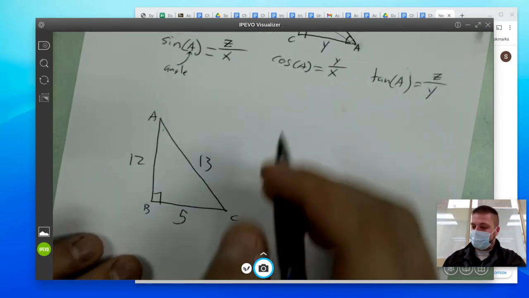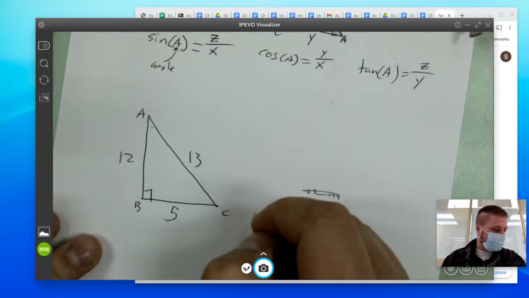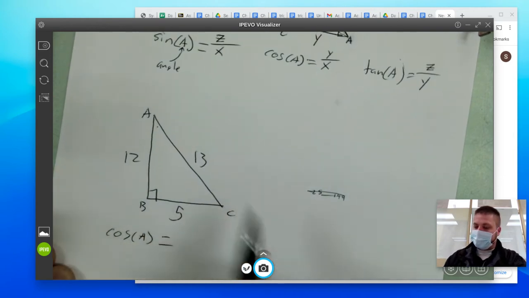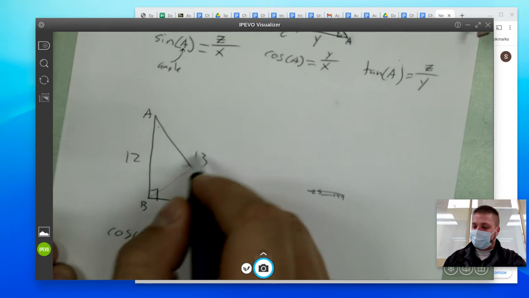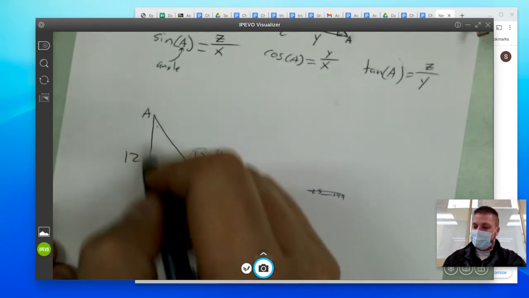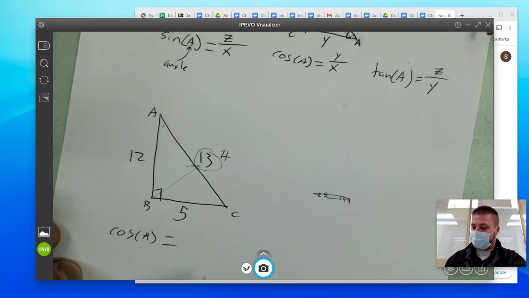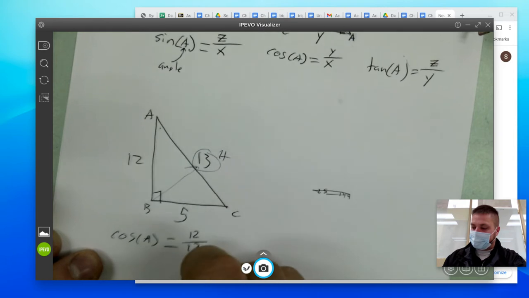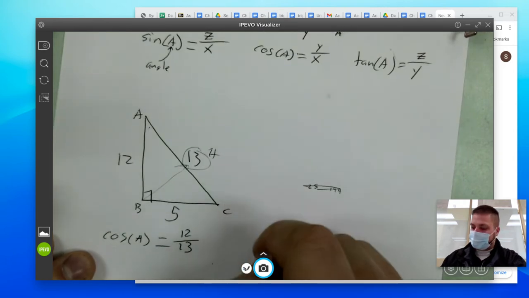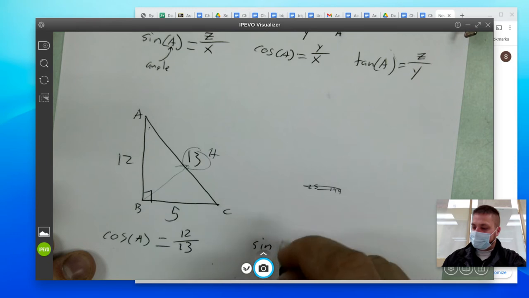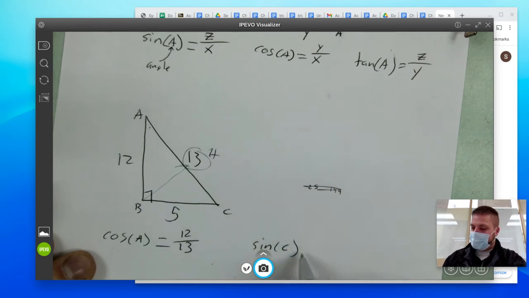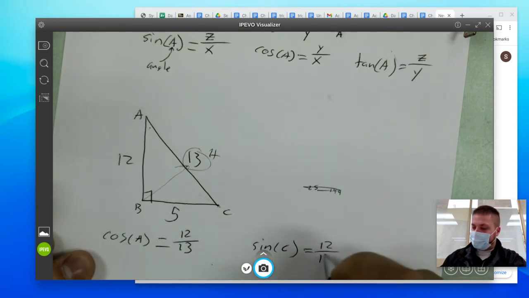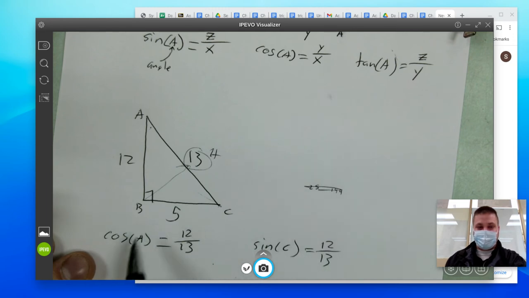Okay, let's say that I asked you for the cosine of A. The cosine of angle A would be adjacent over hypotenuse. Here's the hypotenuse, it's across from the 90-degree angle. This is my H. So adjacent would be the other side that's next to angle A. So the cosine of angle A would be adjacent 12 over hypotenuse 13. What if I asked you for the sine of, let's say, angle C? Sine is opposite, so 12 over hypotenuse 13. Notice that those are actually the same fraction.